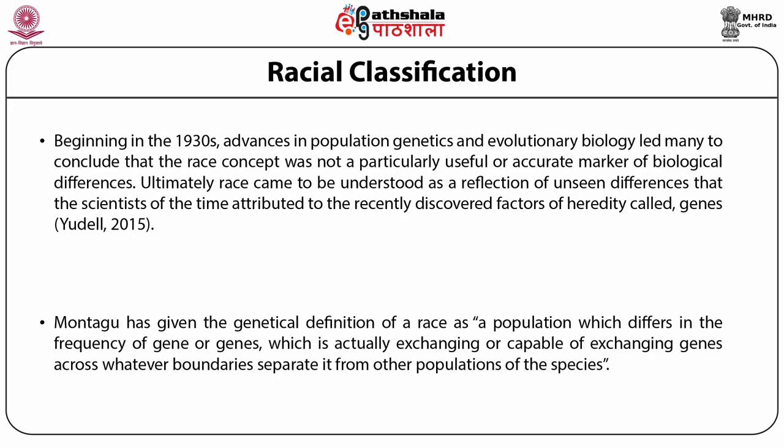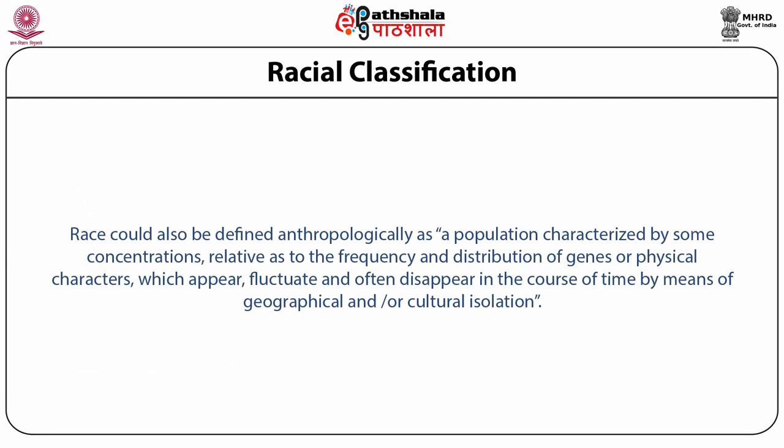Montagu has given the genetical definition of a race as a population which differs in the frequency of gene or genes, and which is actually exchanging or capable of exchanging genes across whatever boundaries separate it from other populations of the species. Race could also be defined anthropologically as a population characterized by some concentration relative to the frequency and distribution of genes or physical characters, which appear fluctuating and often disappear in the course of time by means of geographical or cultural isolation.